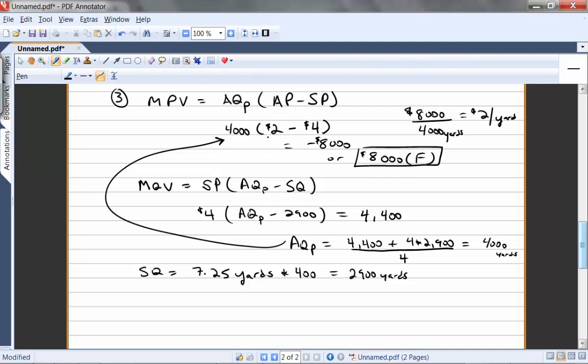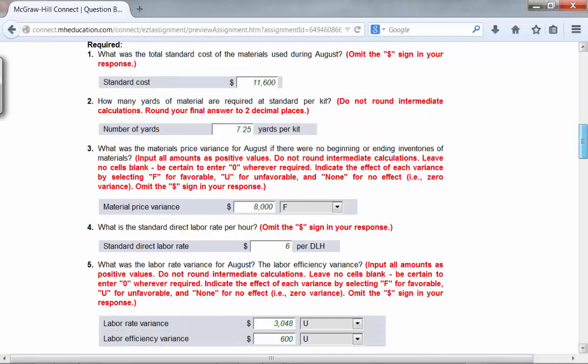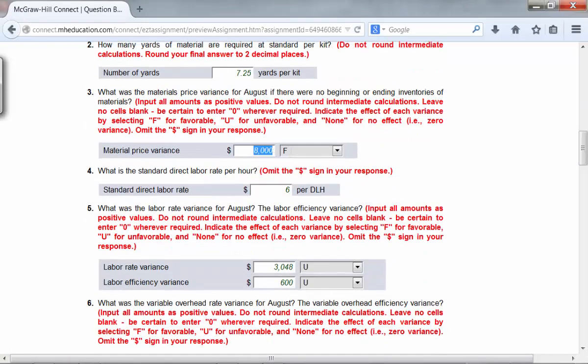Assuming that we didn't get a bunch of cheap crap because we were able to save $2 per yard, maybe, yeah, we saved money, but we got a bunch of cheap crap. Assuming we were still able to get the same quality of materials, this negative, or this favorable variance is a good thing. We got a discount on the same quality of materials. That's a good thing. $8,000 favorable materials price variance. So we can check and see if that's right. You can see it is favorable.